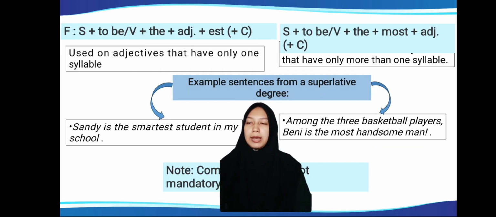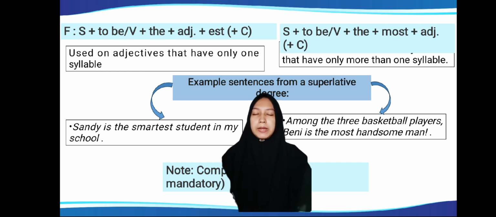Formula: subject plus to be or verb plus the plus adjective plus est plus complement. Use it on adjectives that have only one syllable. Example: Sandy is the smartest student in my school.